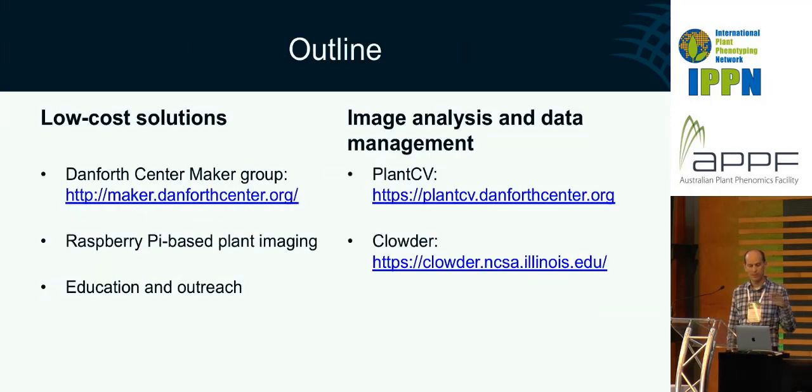So I'll talk about two things today. First, some of the things we've done in this area of low-cost solutions to plant phenotyping, primarily Raspberry Pi platforms for imaging. That's work that's led by this ad hoc maker group we have at the Danforth Center. So that's people that are interested in that do-it-yourself kind of movement of prototyping, building your own sensors and things like that. And then I'll talk about some of the software tools we have to analyze data from our expensive systems and our low-cost systems.